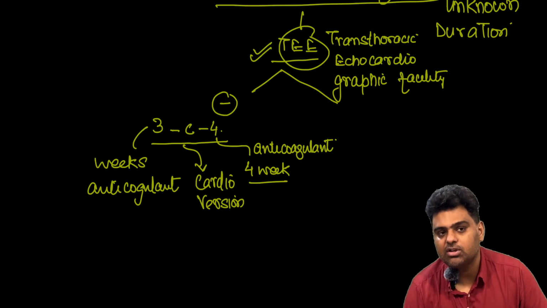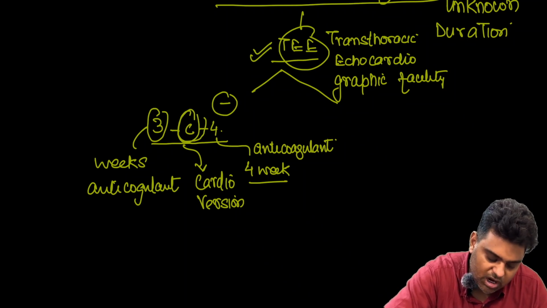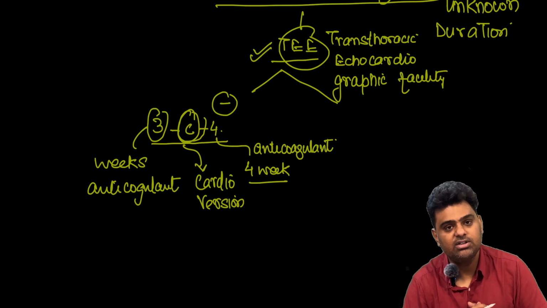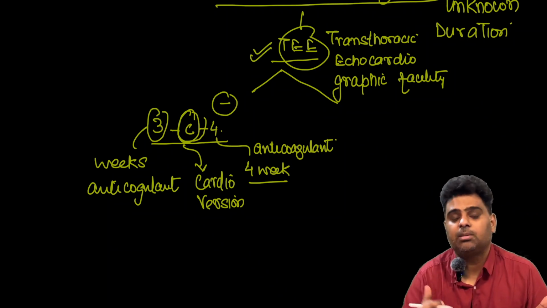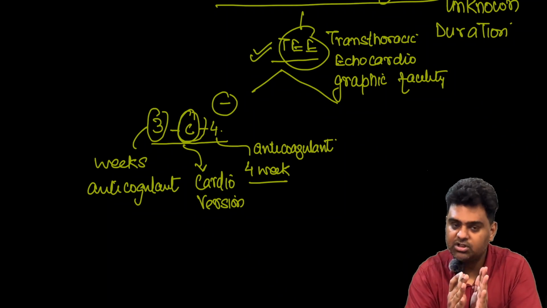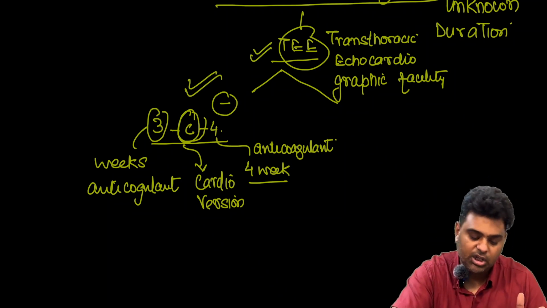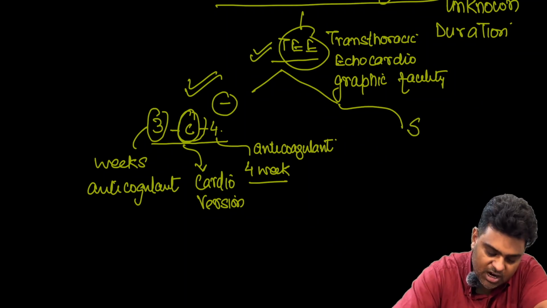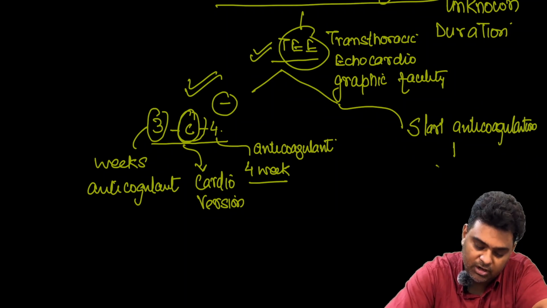Now you can ask a question: if we have given anticoagulant for 3 weeks and done the cardioversion, and the rhythm has converted to sinus, then why will we anticoagulate the patient for more? I will answer this question after just 5 minutes. Okay, so this is when we don't have a facility of TEE. If we have a facility of TEE, we will start anticoagulation, then we will do TEE.